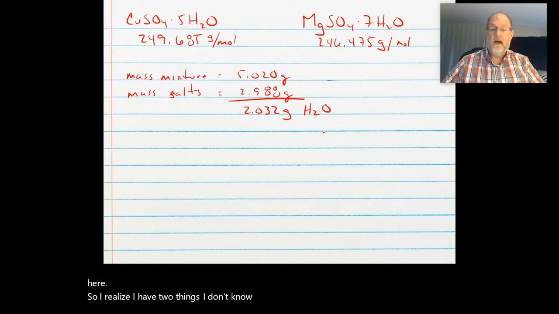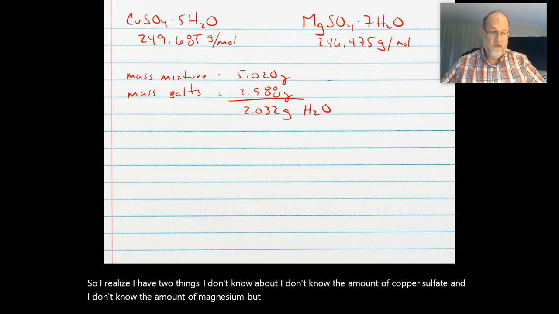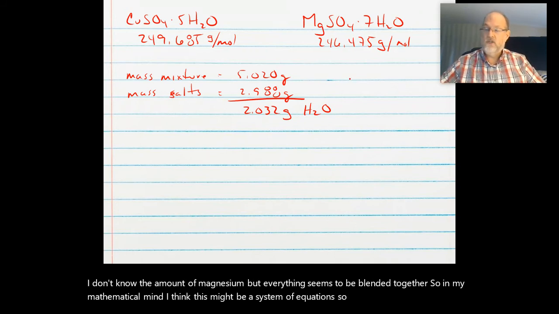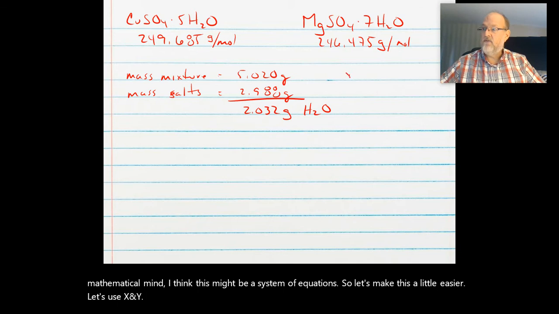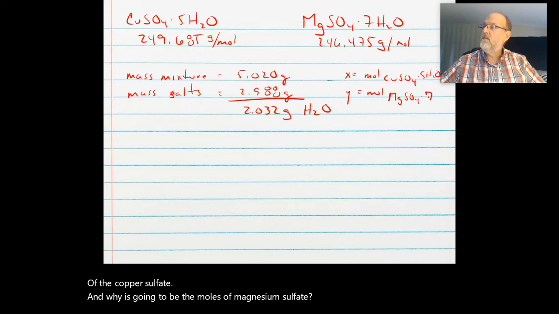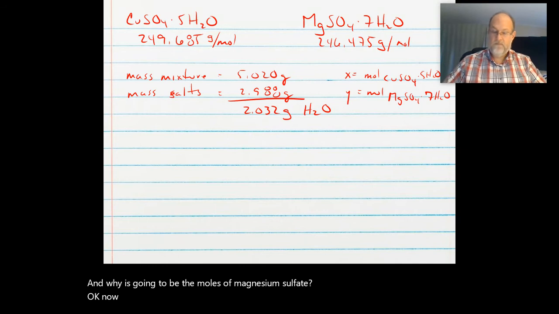I don't know the amount of copper sulfate and I don't know the amount of magnesium sulfate, but everything seems to be blended together. So in my mathematical mind, I think this might be a system of equations. So let's make this a little easier. Let's use X and Y. X I'm going to define as being the moles of the copper sulfate. And Y is going to be the moles of magnesium sulfate. Now you're going to see where this plays a role in a second.